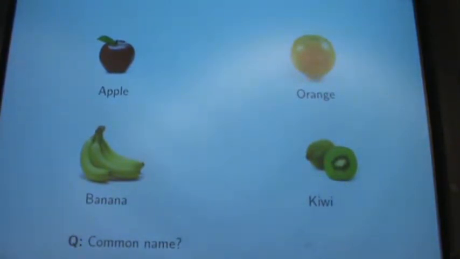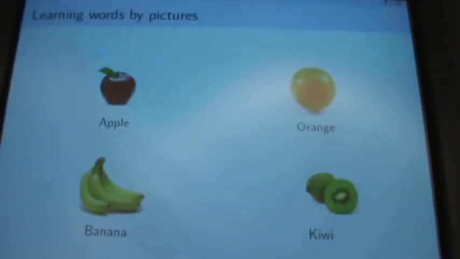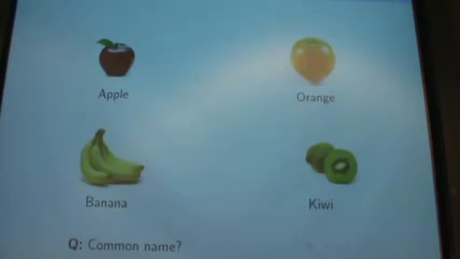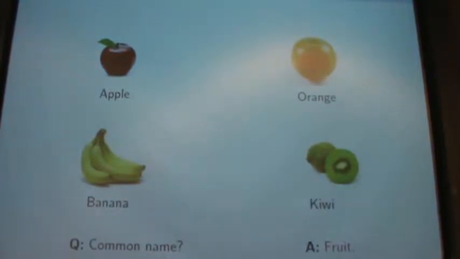At that time, I was learning words by pictures, like apple and orange and banana and kiwis. And now the question is, what's the common name for those objects? So I think everyone knows the answer is fruit.